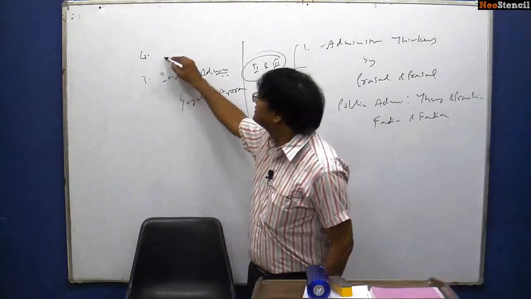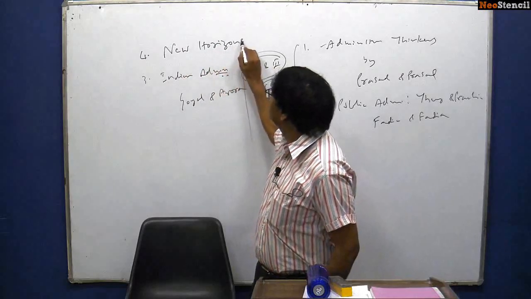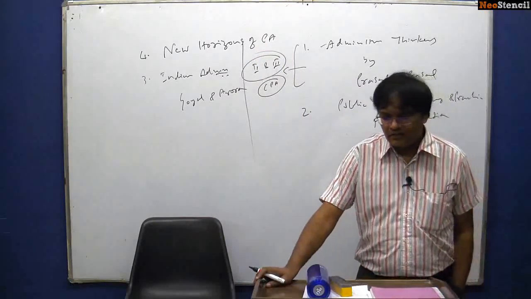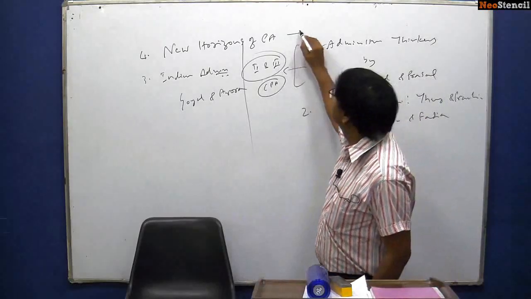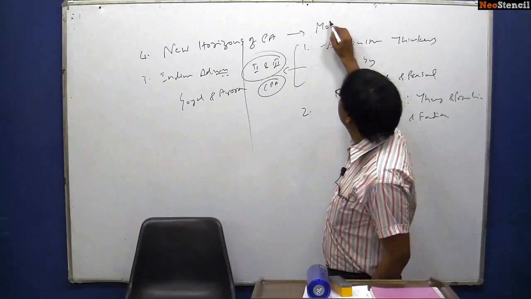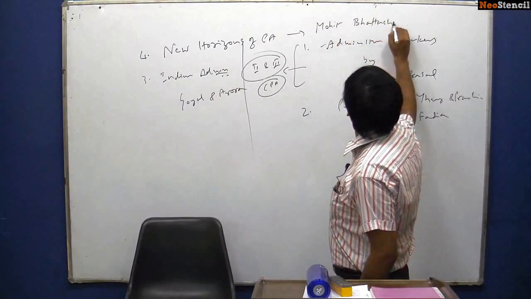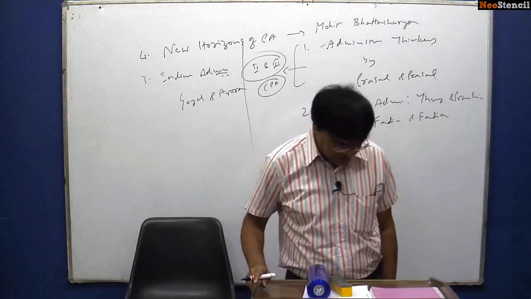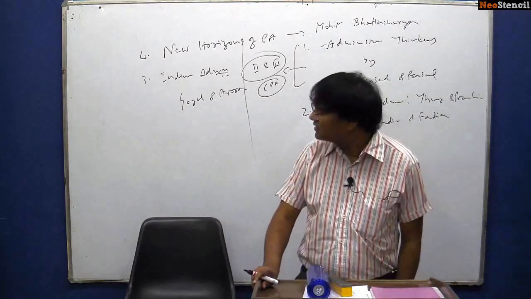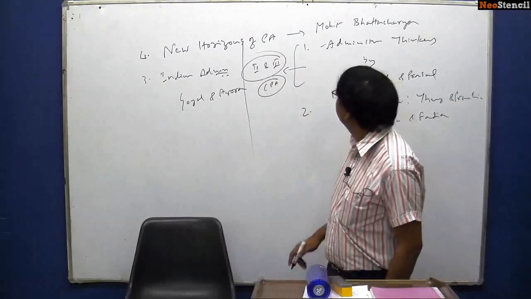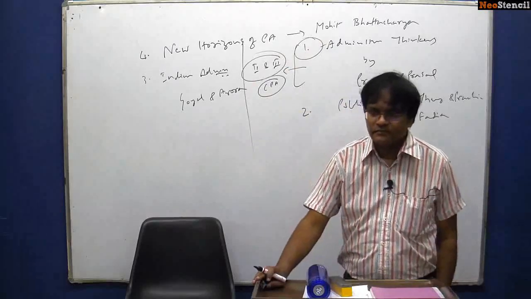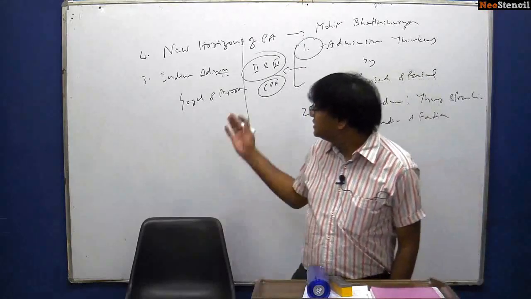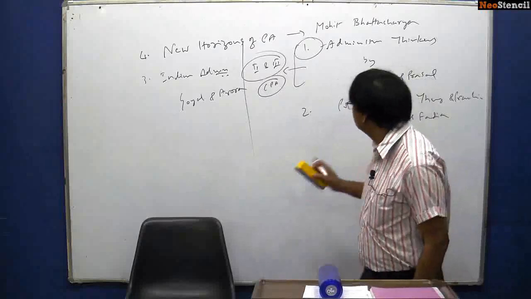And one more book is New Horizons of Public Administration by Mohit Bhattacharya. These four are the basic books, out of which the most important one is this one. This is from the books' point of view.